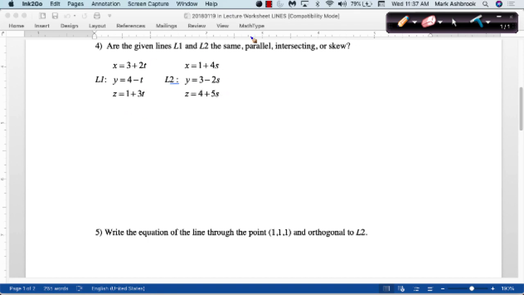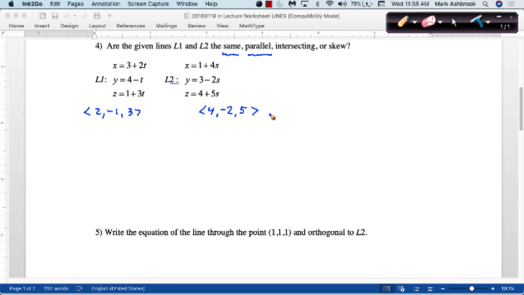So actually, we could start with same or parallel first. If they were the same or parallel, then what would be true? Same direction, right? So we could look at those direction vectors, and if they're parallel direction vectors, then we know we either have the same or a parallel line. This one is 2, -1, 3, and this one is 4, -2, 5. Do they have to be exactly the same to be parallel? Scale multiples of one another, right? Are they? No way. So they can't be the same line.